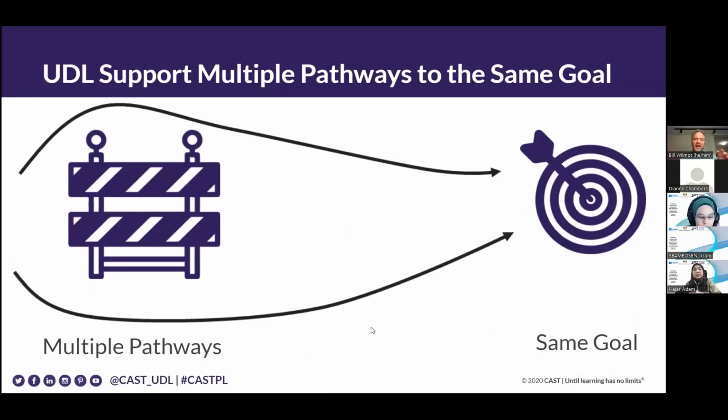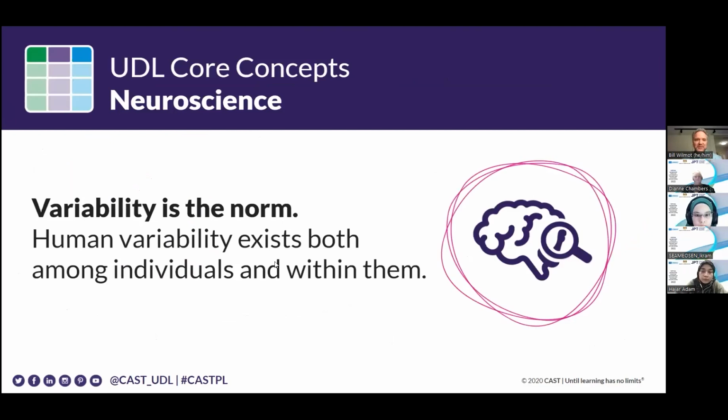Really, UDL supports multiple pathways to the same goal. So being very clear about what your goal is, and we see that target on the screen where we're zooming in on a very clear goal that we want students to know, skills that we want them to develop, competencies that we want them to really live out. And then thinking about multiple pathways to get there, realizing that there are going to be barriers that will stand in the way for learners, and thinking about how we design in from the beginning, proactively, flexibility into the learning experience and the learning environment. So there are multiple ways to get to any particular learning goal.